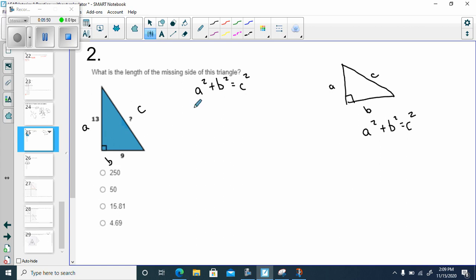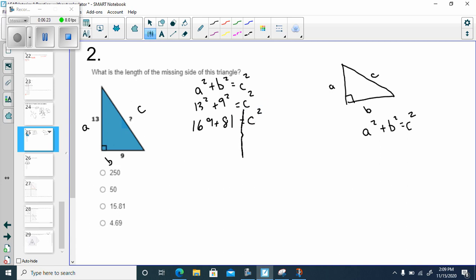Let's just substitute these in. 13 squared plus 9 squared is equal to C squared. I'm looking for C, the hypotenuse, across from the right angle. That's going to be my longest side. Now, in your calculator, 13 squared means 13 times 13, so that is 169. 9 squared is 9 times 9. Use your calculator if you want to. That's 81, is equal to C squared.